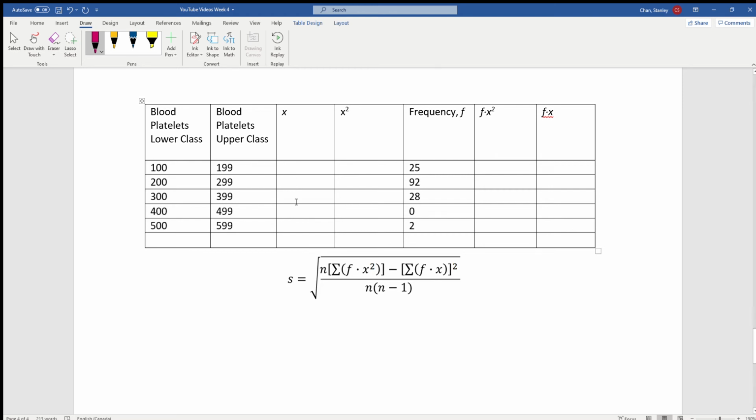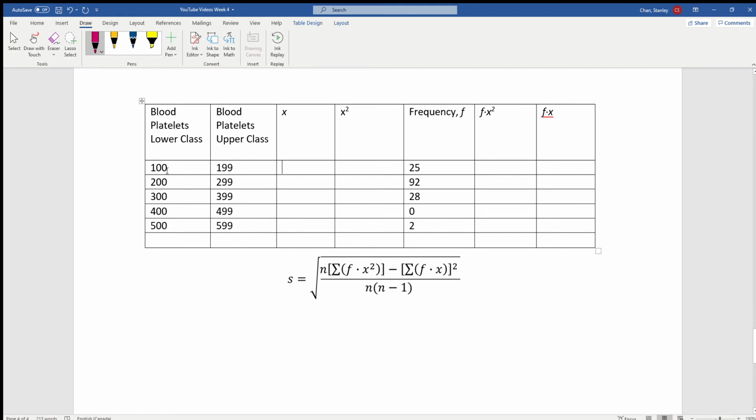Here I will show you how to calculate the standard deviation from a frequency distribution table. Step 1. Calculate the midpoint from the class interval. What is a class interval? It is these two values right here, the lower class and the upper class of an interval.